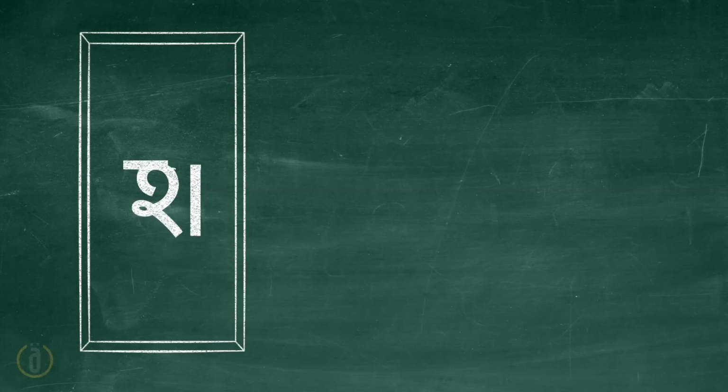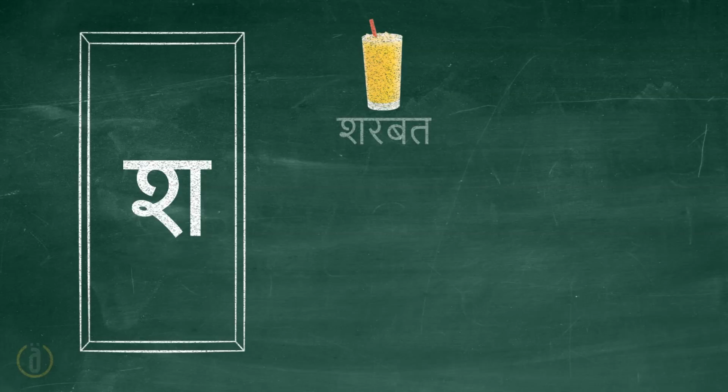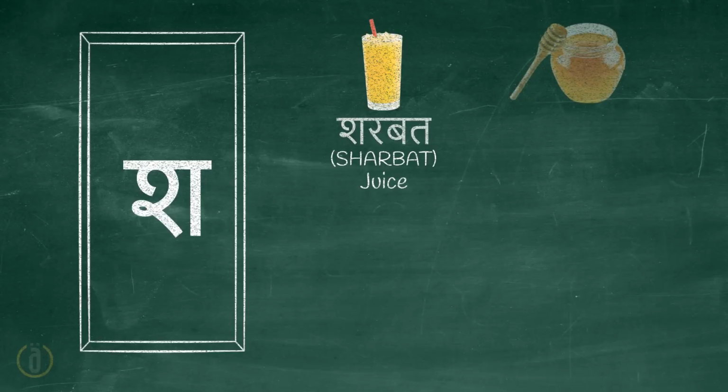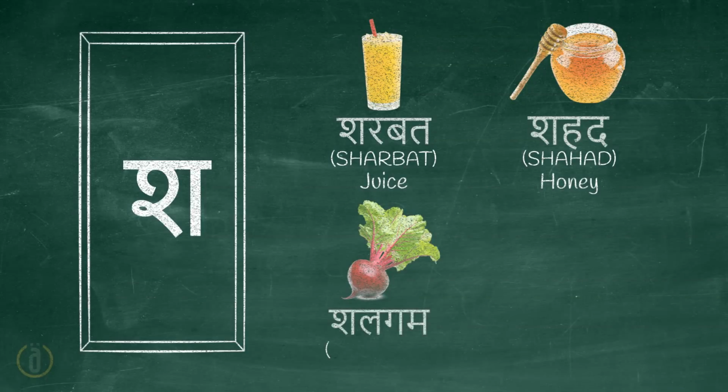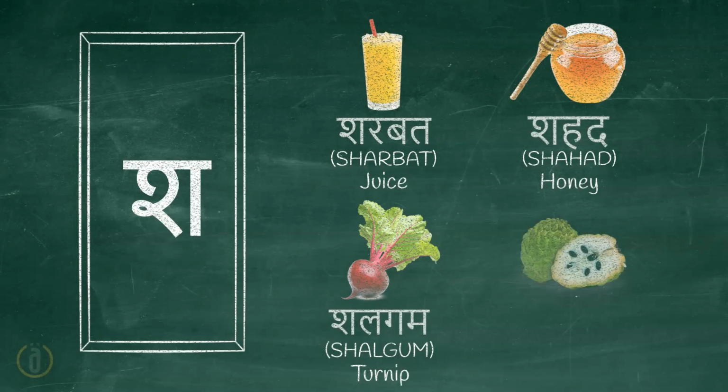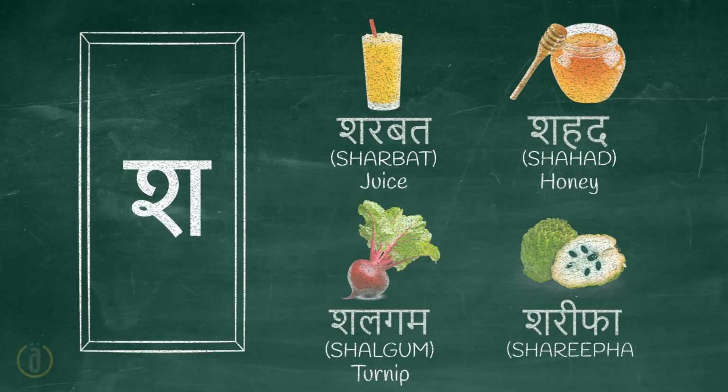Let us learn some words starting with sh. Sharbat, juice. Shahad, honey. Shalgam, turnip. Sharifa, custard apple.